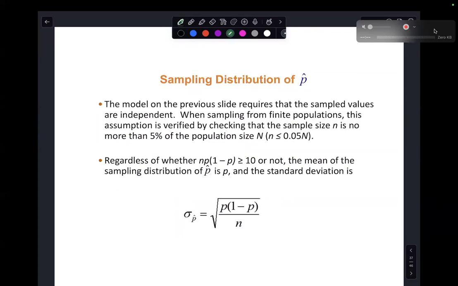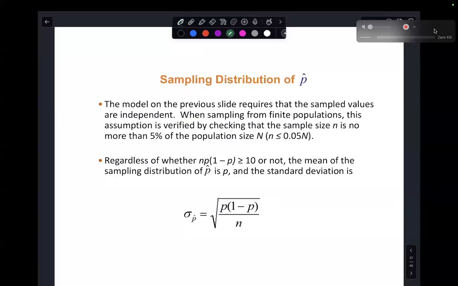Every once in a great while there's an issue, but if I ever give you a question where it isn't less than 5% of the population, you would just make a notation, which I don't think I will, but it could happen. You just never know. You would just make a notation that says, these are possibly not independent, but I'm going to perform the math anyway.